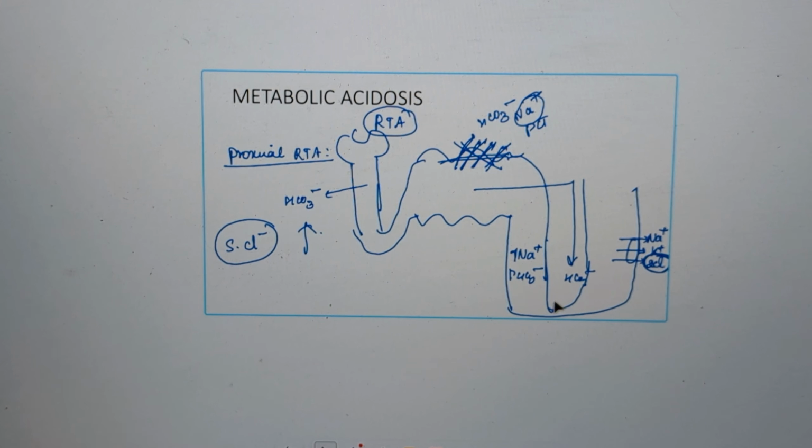Excess sodium reaches the loop of Henle, increasing sodium and chloride reabsorption via the sodium-potassium-2-chloride transporter. Thus, serum chloride level increases, again resulting in hyperchloremic metabolic acidosis.